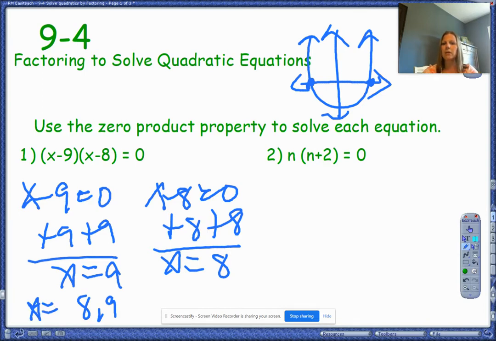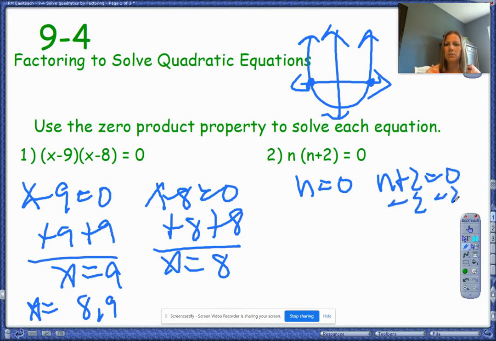Okay, same thing here. My two factors are n and n plus 2. So n equals 0, that's one of my factors. n plus 2 equals 0 is my other factor. Minus 2, n equals negative 2. So 0 and negative 2. So it means my parabola is crossing my x-axis at 0 and negative 2.